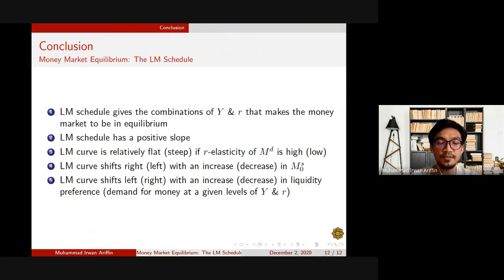This would be the conclusion, just to wrap up what we have discussed so far with regard to the LM curve. The LM curve gives us the combinations of income level and interest rate that make the money market be in equilibrium, and it has a positive slope. The slope depends on the sensitivity of money demand to changes in the interest rate. We also know that the LM curve would shift to the right whenever money supply goes up, but it will shift to the left when there's an increase in the demand for money that comes from the demand side. An example that we have done is the liquidity preference.